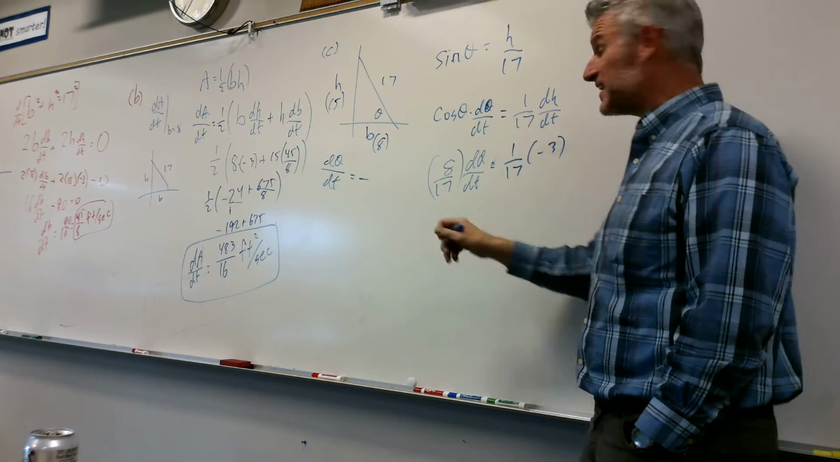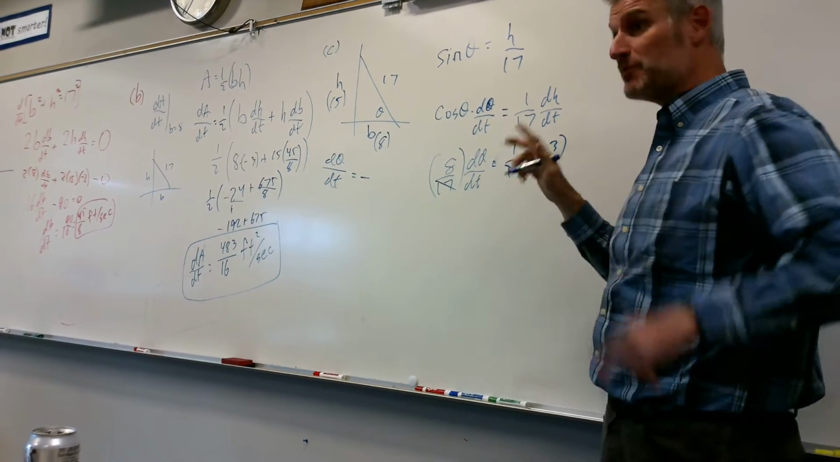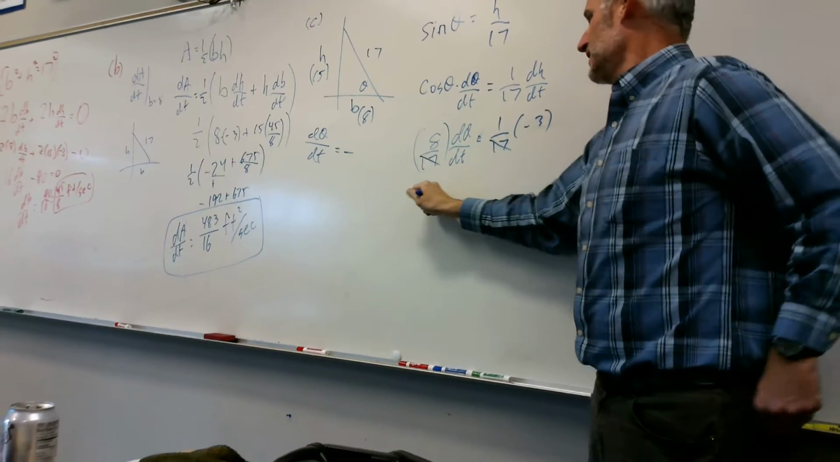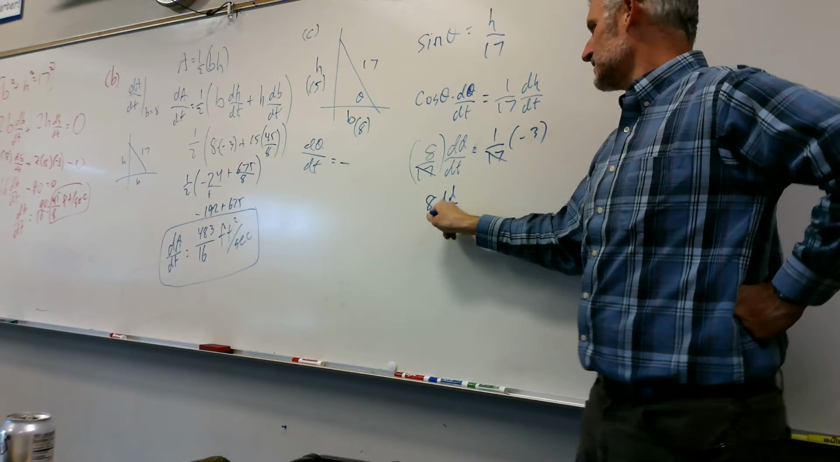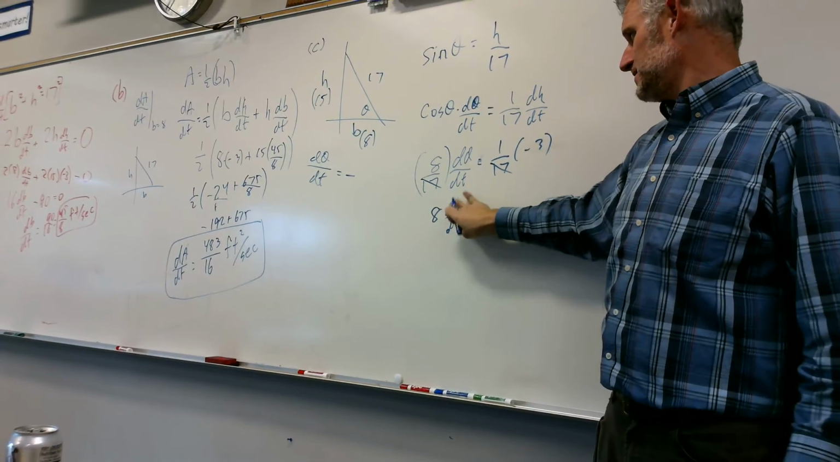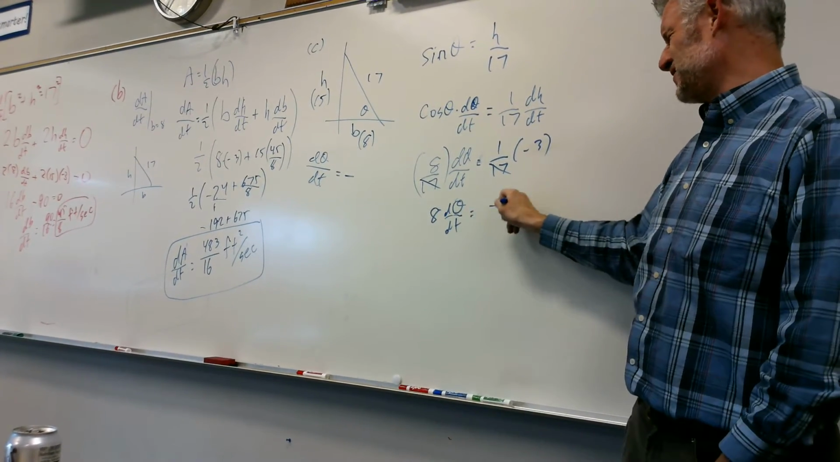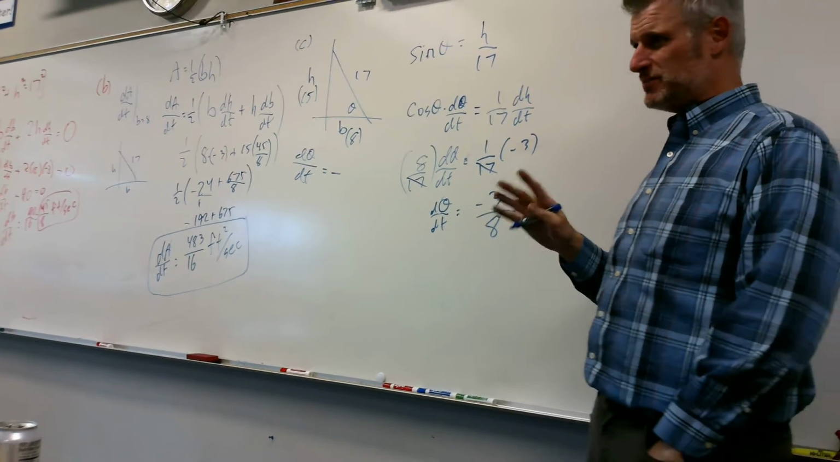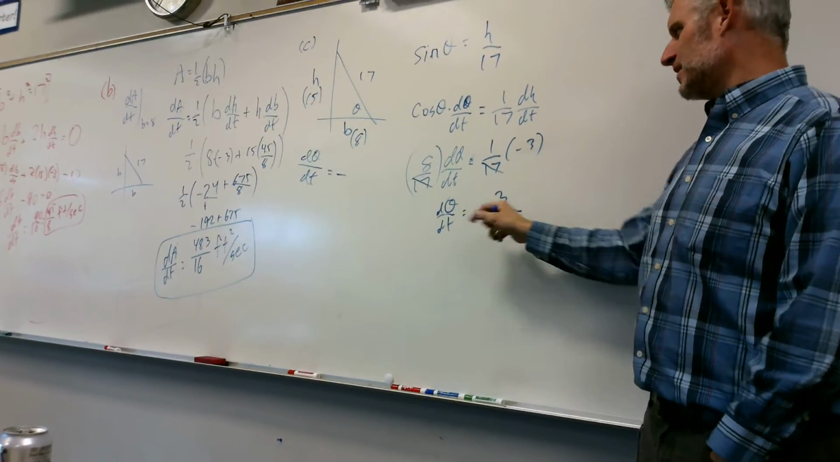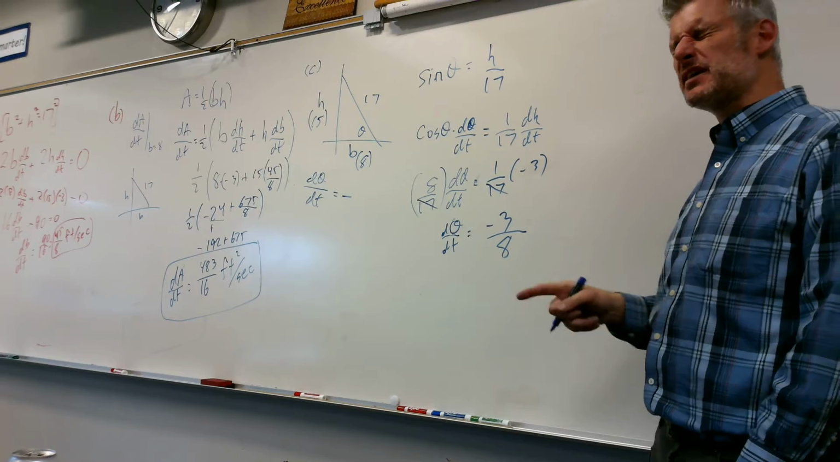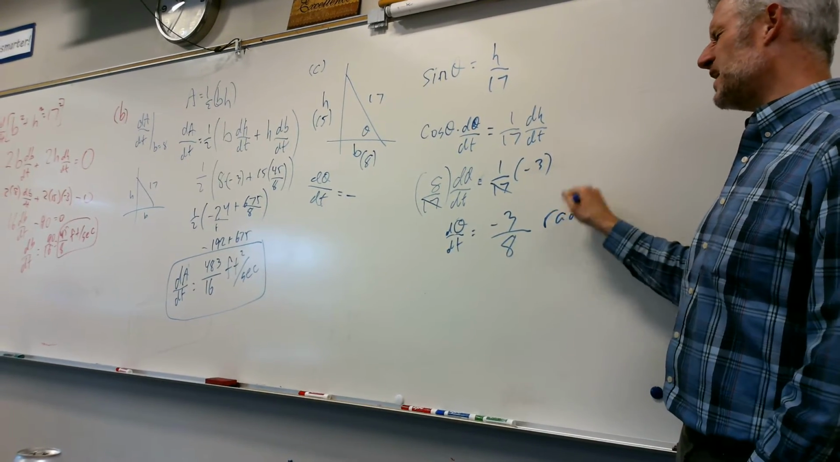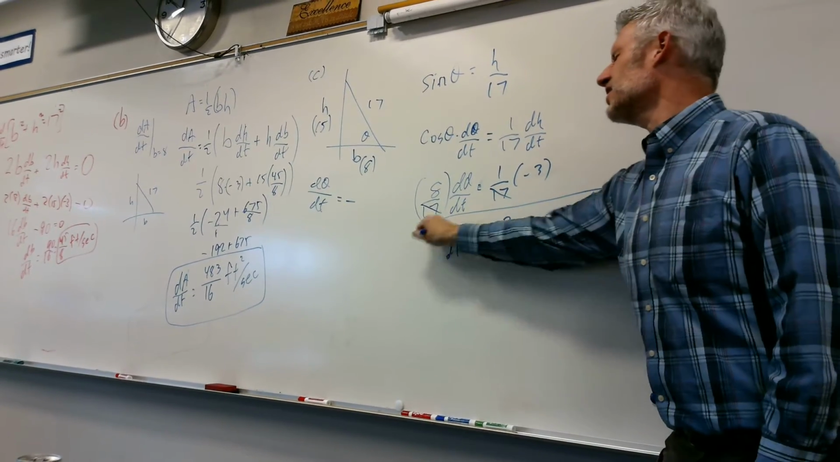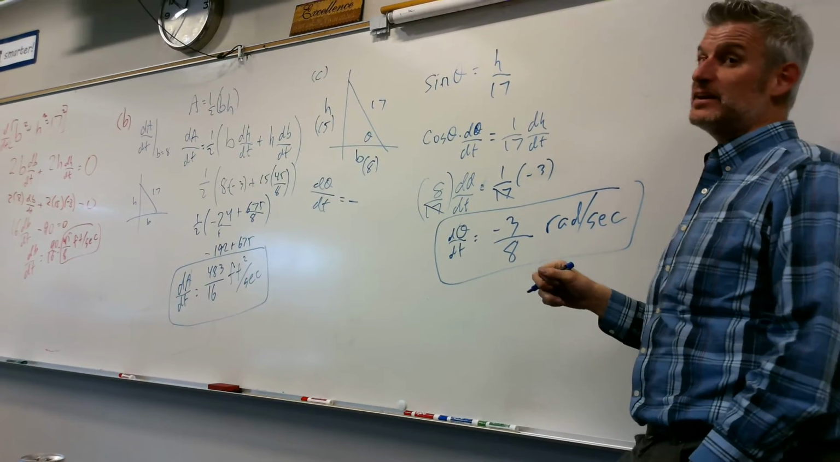Don't bother multiplying both sides by 17. Get rid of it, because both sides have a 17. Multiply both sides by 17, they're gone. And then 8 d theta dt is negative 3. Divide both sides by 8. Now, this is something we haven't talked about a whole lot. But your angle is actually decreasing at negative 3/8 radians per second, as all derivatives are done in radians, not degrees.